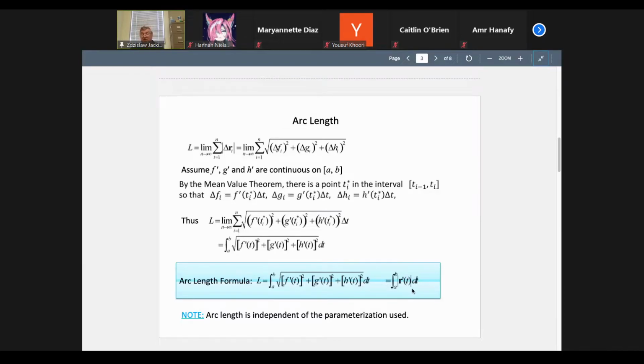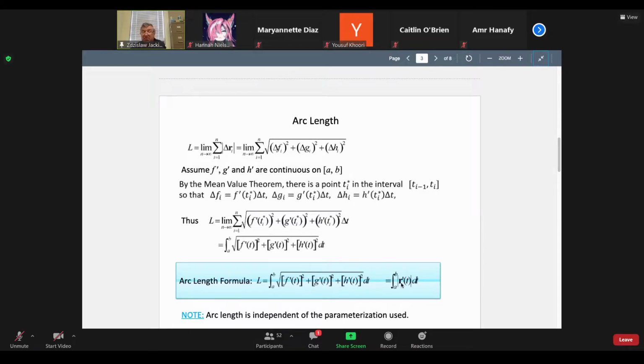Now, a useful shortcut notation that is easier to memorize: this is the integral from a to b of the magnitude of r prime. When you have a curve, r prime is a tangent vector. So you compute the magnitude of the tangent vector and then integrate it from a to b. Of course, you can check that this is equal to the previous formula, but this is easier to remember.